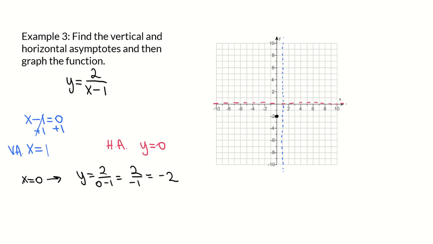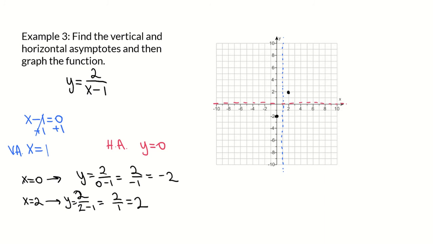And then also we'll plug in x equals 2 to get y equals 2 over 2 minus 1, or 2 over 1, which is 2. So the point 2, 2 is on the graph.